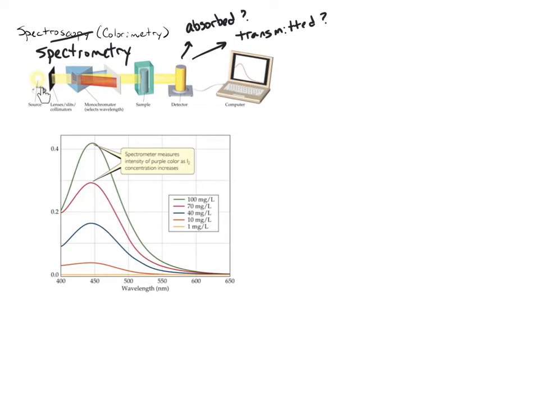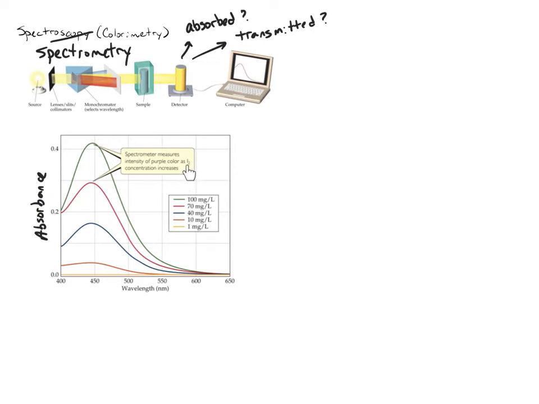So in summary, the light leaves the light source, passes through a filter to narrow down a specific wavelength of light. The wavelength of light passes through the sample, and the detector tells you whether or not the light was absorbed or transmitted, and that input is then sent out to a computer. Now, the computer output is going to look like this graph you see right here. And in this graph, the spectrometer was scanning the same substance at different concentrations. As you can see, the different colored lines represent different concentrations of the substance.